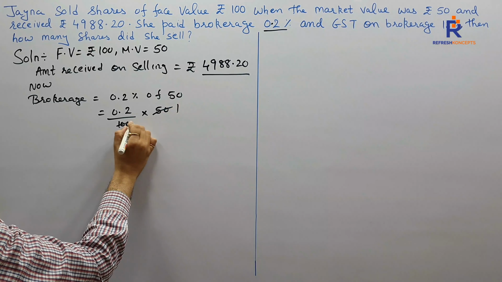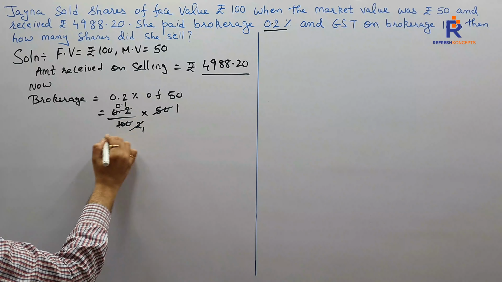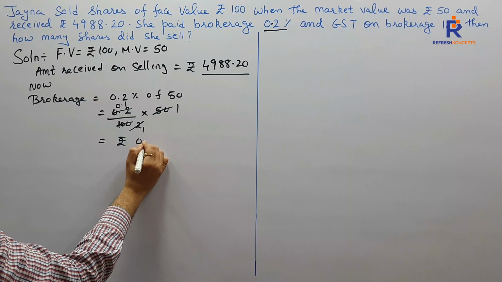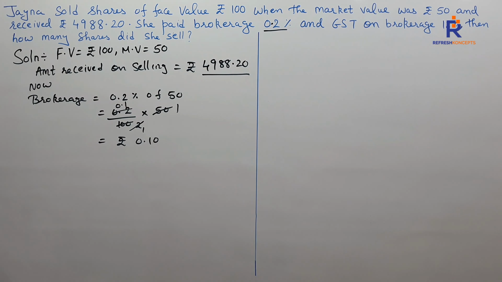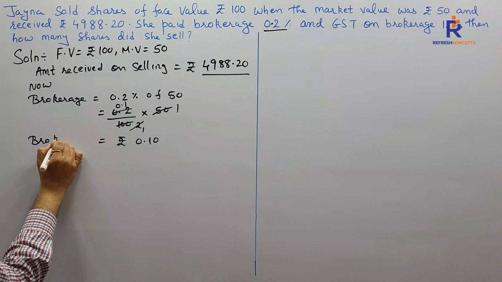1 times, 2 times, 1 times, 0.1 times, rupee 0.10, or you can say 10 paise. But since our sum involves rupee, we'll write down 0.10. So this is nothing but my brokerage.